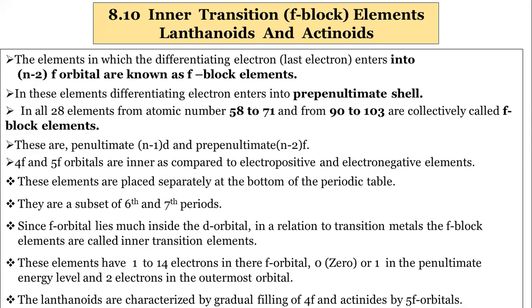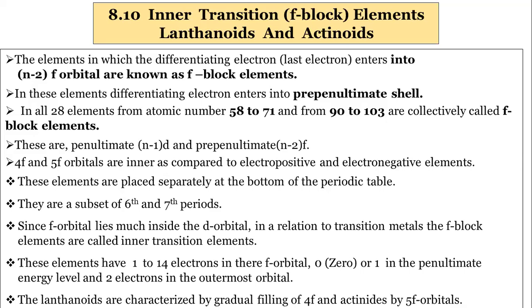And this n minus 2 orbital is the pre-penultimate shell. The ultimate shell is the last shell. The shell before the ultimate shell is called the penultimate shell. And the shell before the penultimate shell is called the pre-penultimate shell. So the f orbital is much inside than the ultimate shell. The last shell is the ultimate shell. The shell that comes before the last shell is called the penultimate shell, and the shell that comes before the penultimate shell is called the pre-penultimate shell.